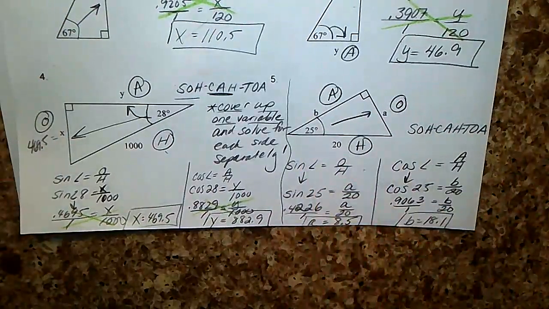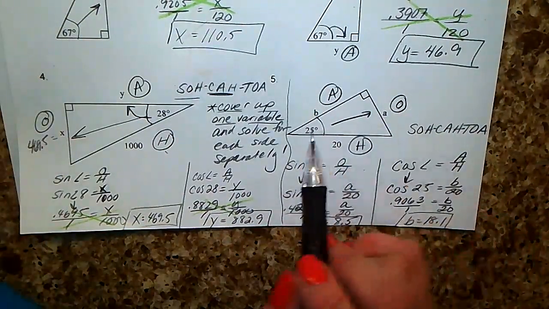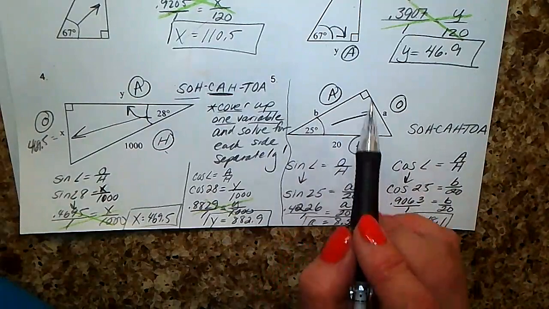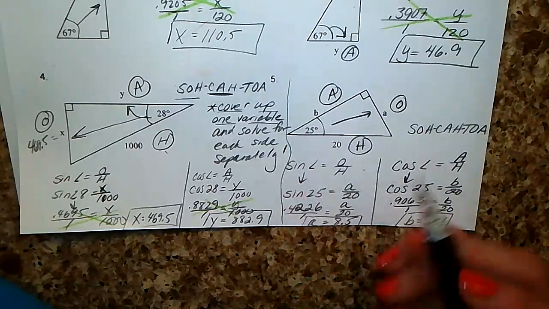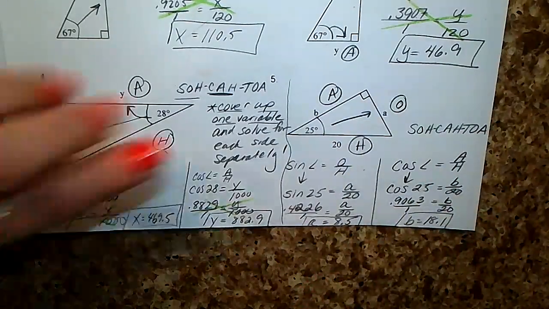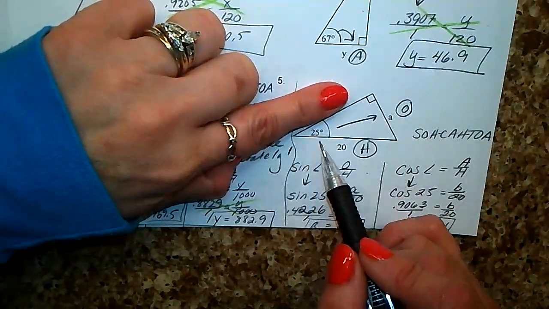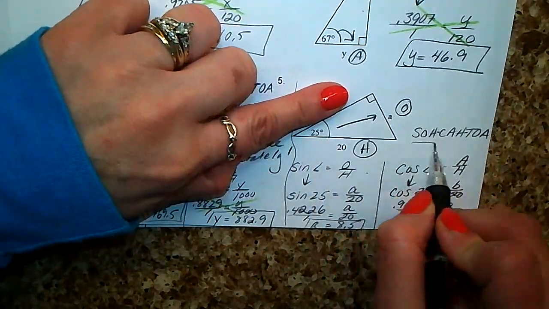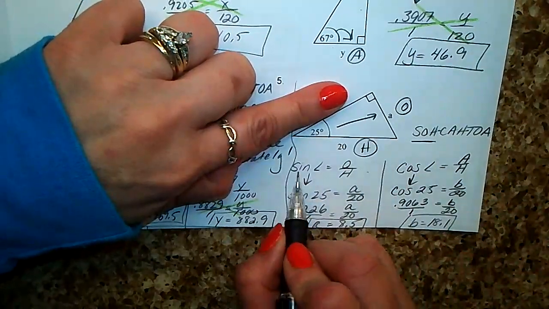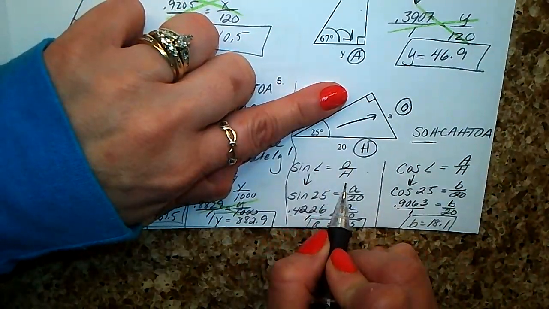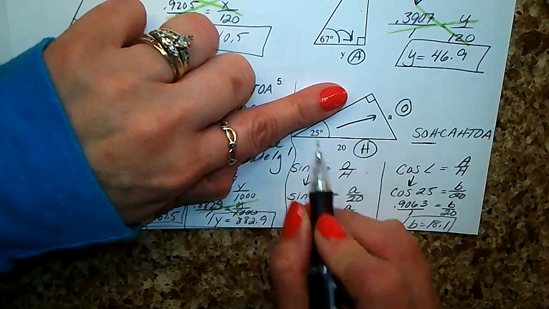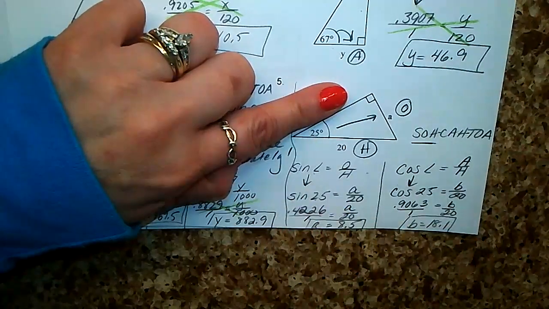If you take a look from the 25, you have the opposite, you have the adjacent, the one across, and then of course 20 is the hypotenuse. So once again, we want to cover up a variable. I'm just going to cover that one up right now. From the 25, opposite hypotenuse, that's going to be sine. Sine of the angle is equal to the opposite over the hypotenuse. We plug in sine 25. The A is the opposite. The hypotenuse is 20.